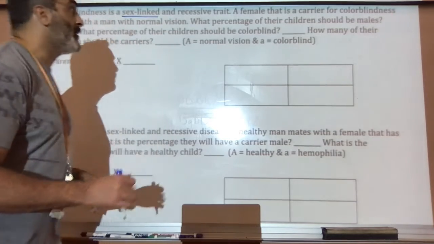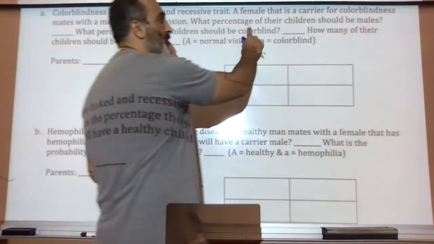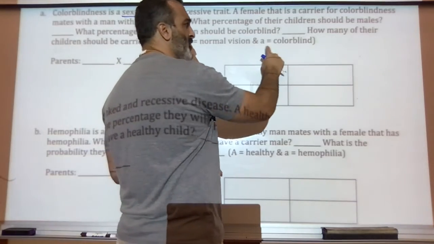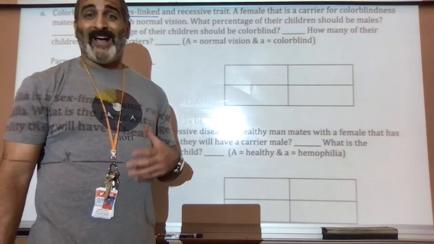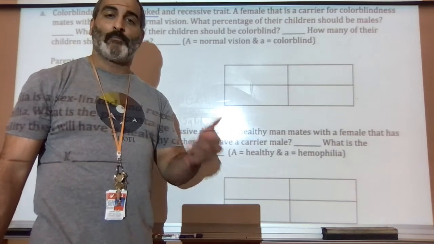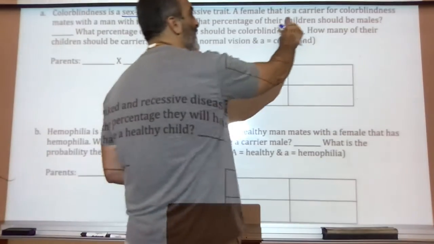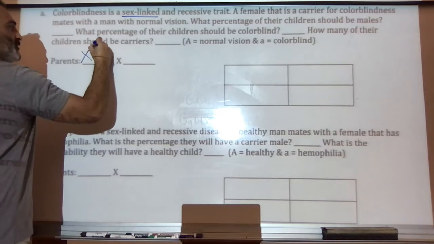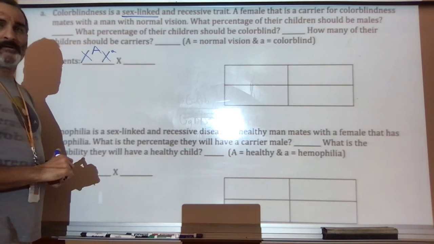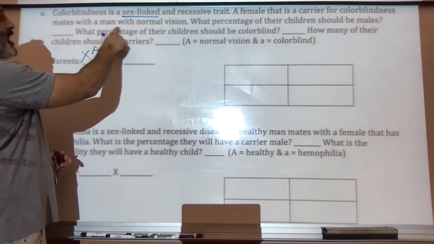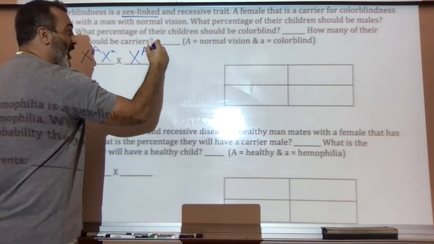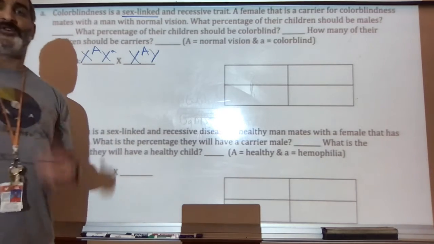I told you here, down here, I tell you it's sex-linked. A female is a carrier. Now look over here. Big A is normal vision. Lowercase a is colorblind. That's the disease in this case. I gave you the letters to use, but they have to be connected to X's when you make your Punnett squares. So the female is a carrier. Carrier females look like this. That's a carrier female: capital A, lowercase a. Then I say she mates with a man who has normal vision. That means he has good vision. That's the only way a male can be healthy and have good vision.